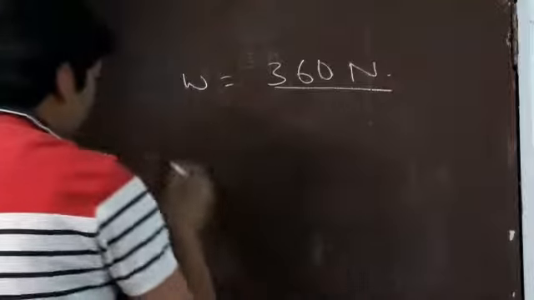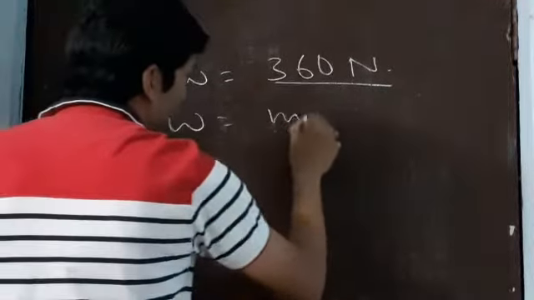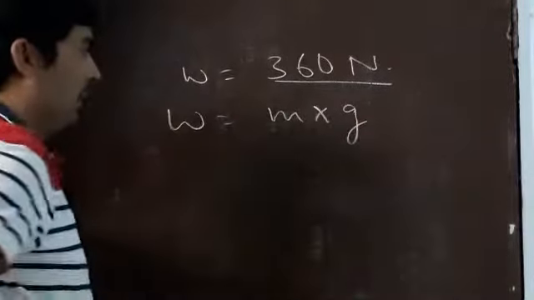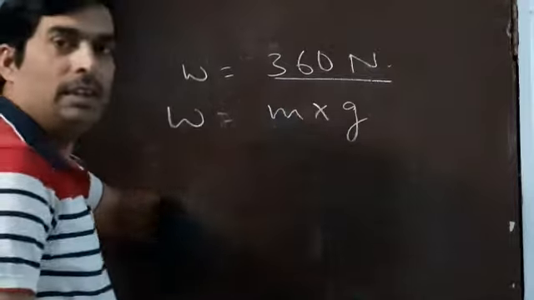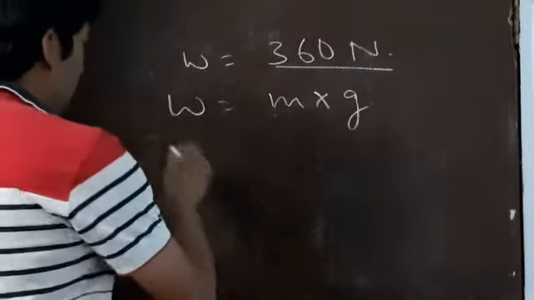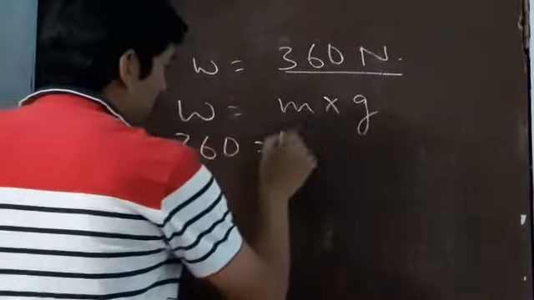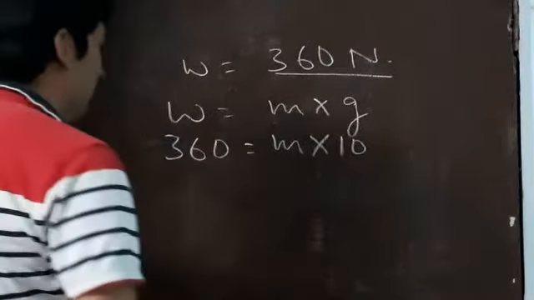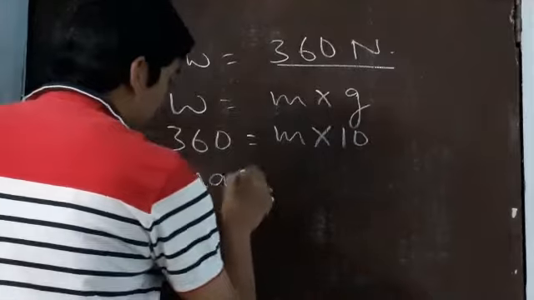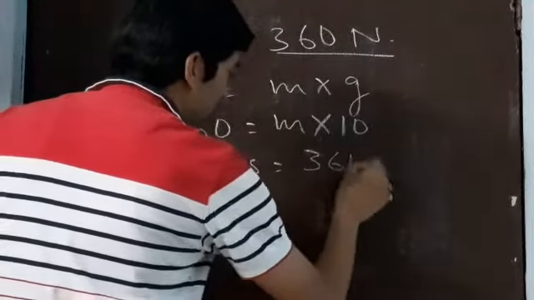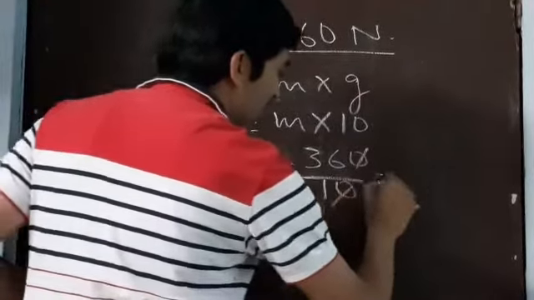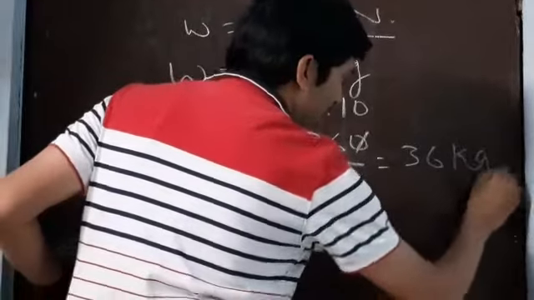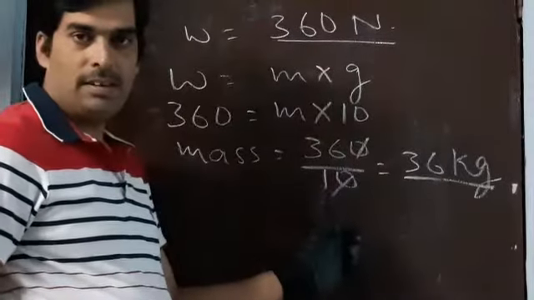Now we know weight equals m into g, where m is the mass of the body and g is the gravity of earth. So 360 equals m into g, we are not knowing m, and we are taking g as 10. So mass will be 360 by 10, that is 36 kg. Kg is the SI unit of mass.